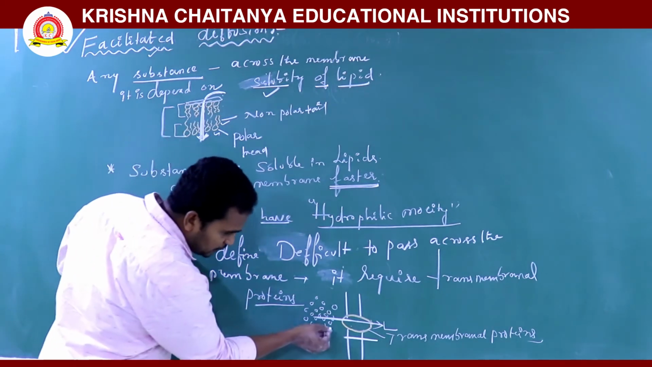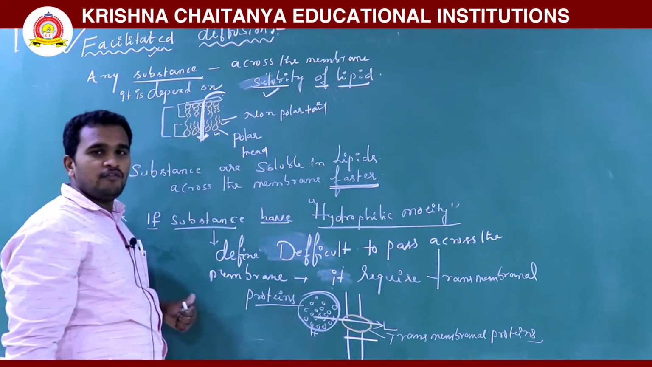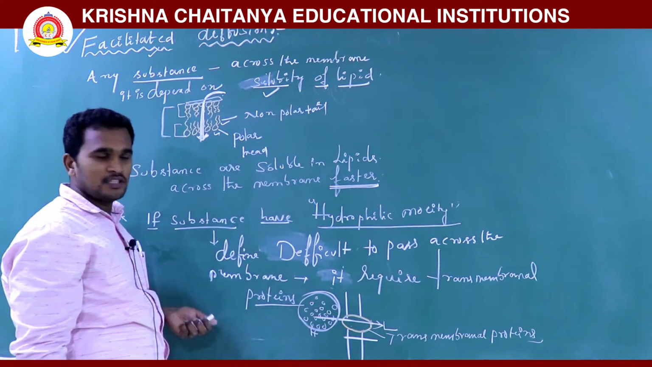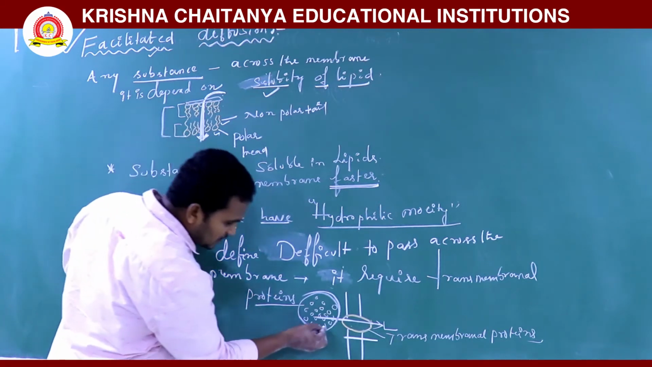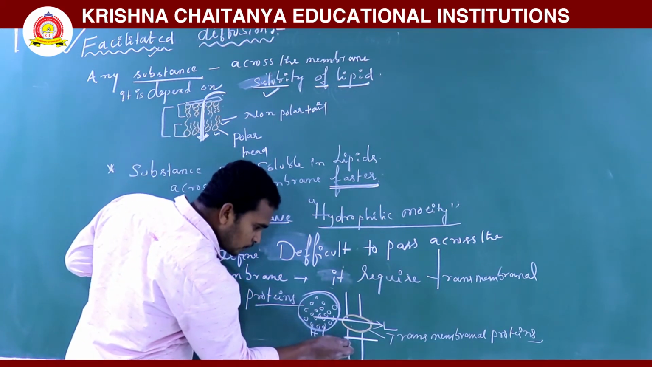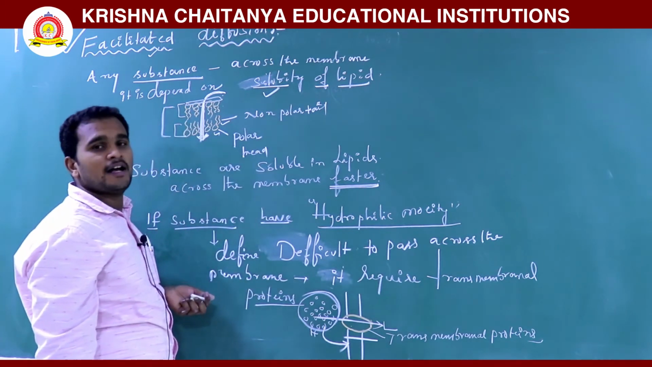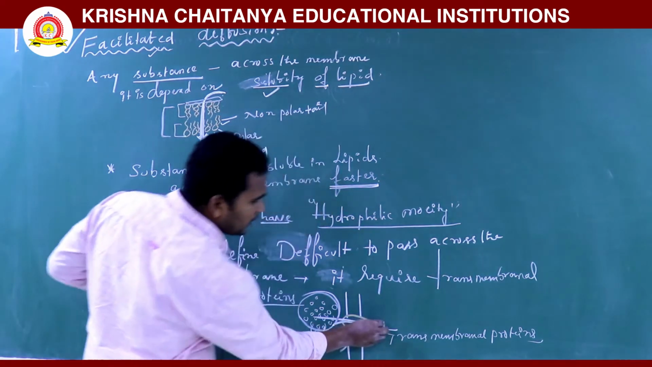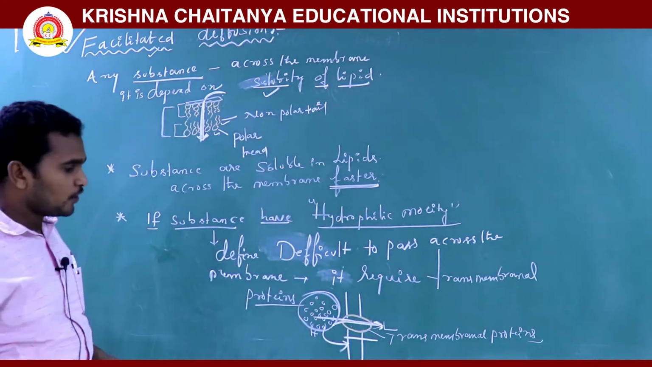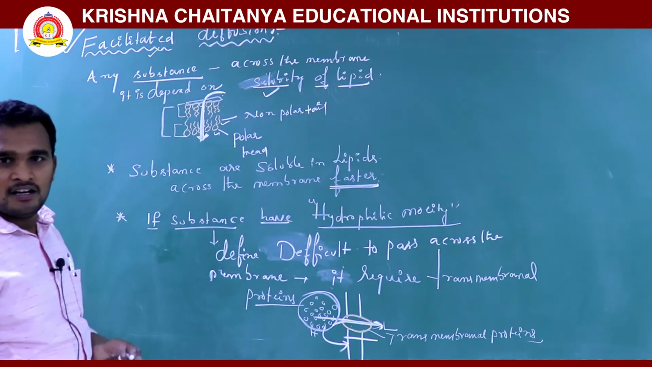See here, these molecules are hydrophilic moiety substances. It is difficult for them to pass through the lipid, but they pass through some specialized proteins. So this is called facilitated diffusion.